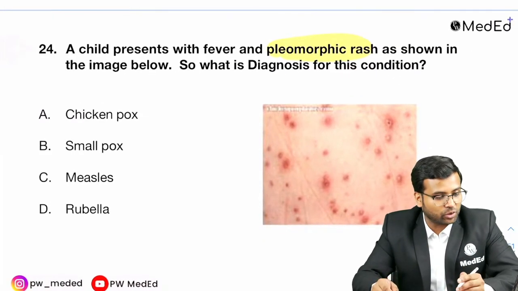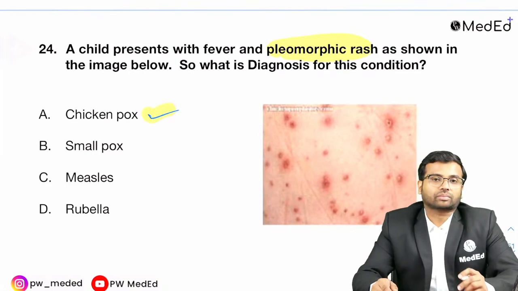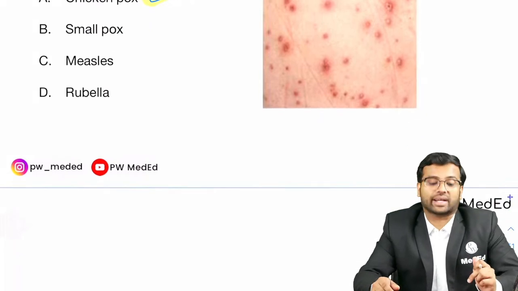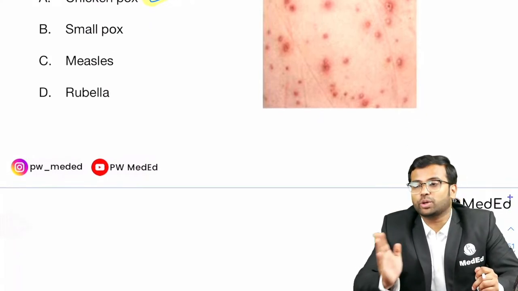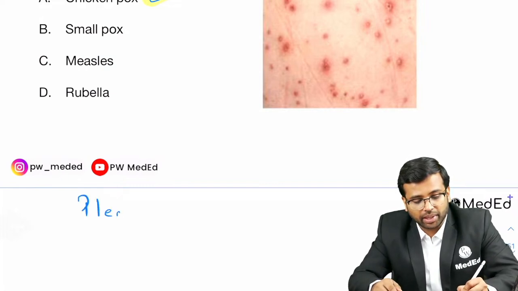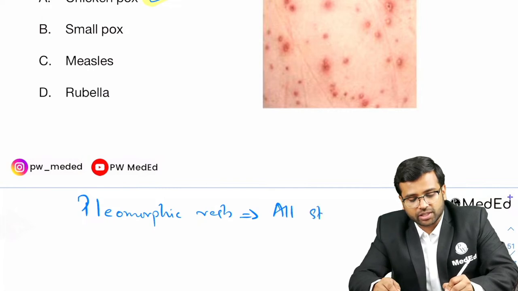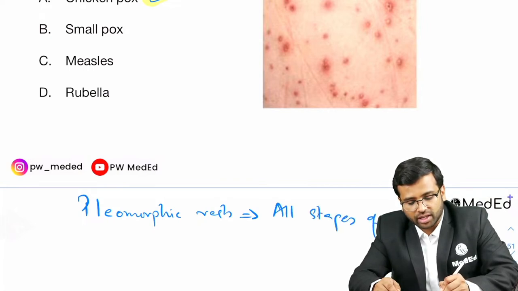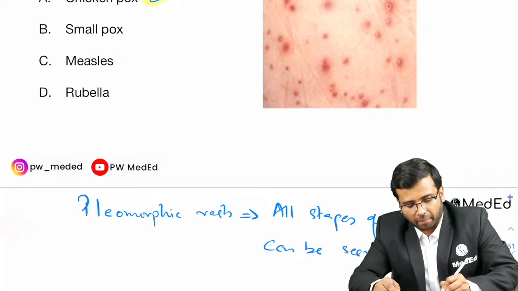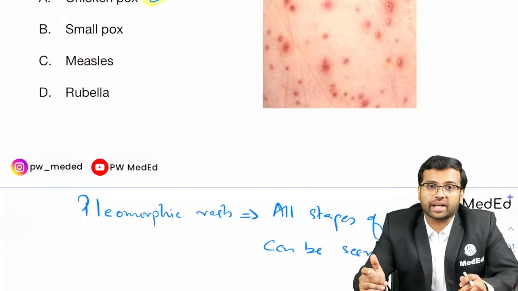So what is the right answer? Most of you are answering it as chickenpox. That is option A. So you're absolutely right. What makes you answer it as chickenpox? What took you to the diagnosis here? So the first important point is pleomorphic. So why do you call it a pleomorphic rash? Because you can see all stages of the rash at the same time, isn't it? You can see all the stages of the rash at the same time.